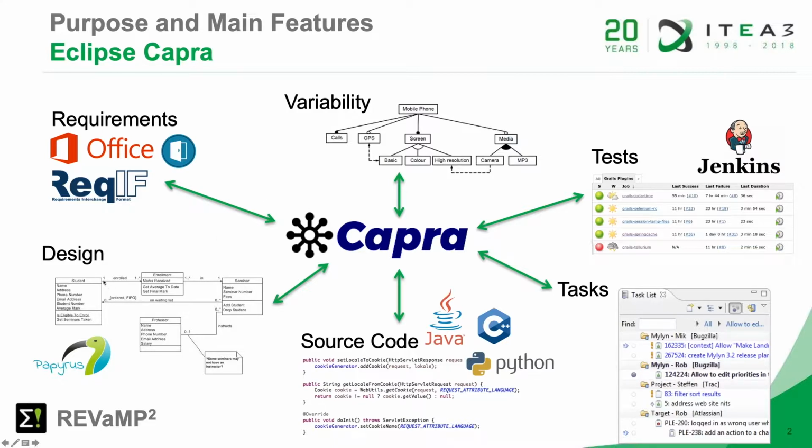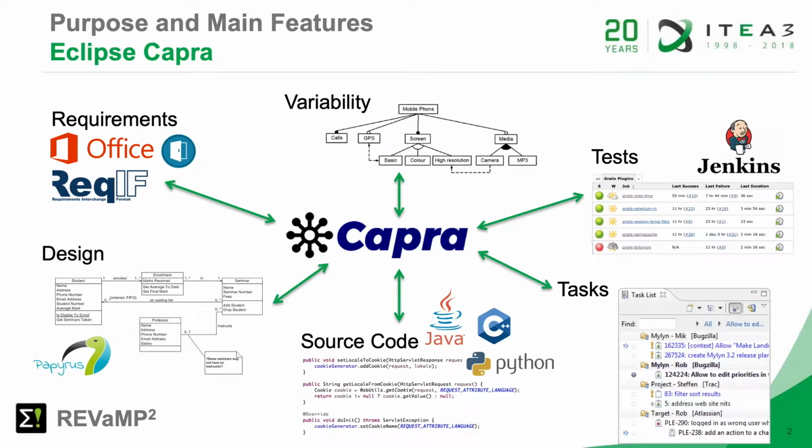Additionally, you can link to design models, for example UML, or models in Papyrus. You can also link to source code, for example Java, C or C++, Python, or even PHP. You can also link to tasks which are imported to Eclipse via Eclipse Mylyn, as shown here, builds which could be in servers like Jenkins, and other EMF-based DSLs. For example, in this case we have a variability model.